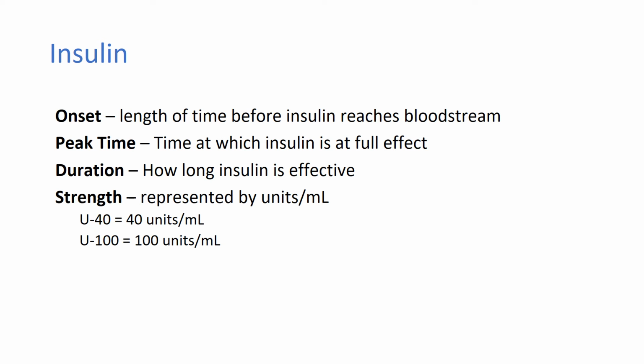And so you might see something like U40, and that's saying that there's 40 units per milliliter. And then U100 would mean there's 100 units per milliliter. So I'm talking about units. Units is defined as the amount of insulin needed to lower blood glucose levels by 50 milligrams per deciliter. So patients may start with 1 unit of insulin per 1 to 2 kilogram of body weight per day. And so this can mean maybe roughly 40 units for a 70 kilogram person.